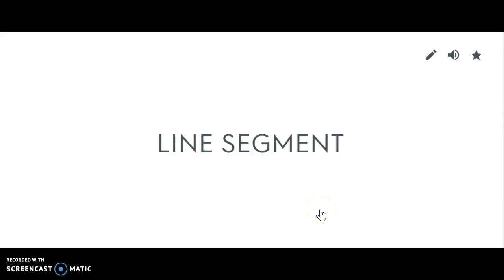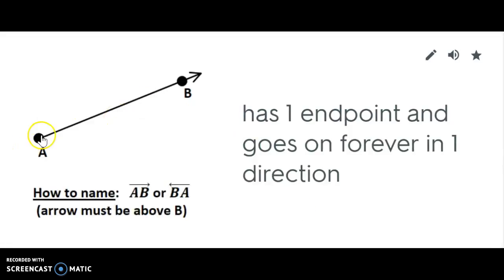So a line goes 2 ways, a line segment goes no way, it stops, and the last one is a ray. A ray goes 1 way, so it starts and it keeps going one direction. So it has one endpoint. When you name a ray, it's ray AB or ray BA, but if you notice, since the arrow's right here above the B, it also has to be above the B when you write it. So most people will write it this first way, but you can write it this second way, going backwards, as long as the arrow's above the B.